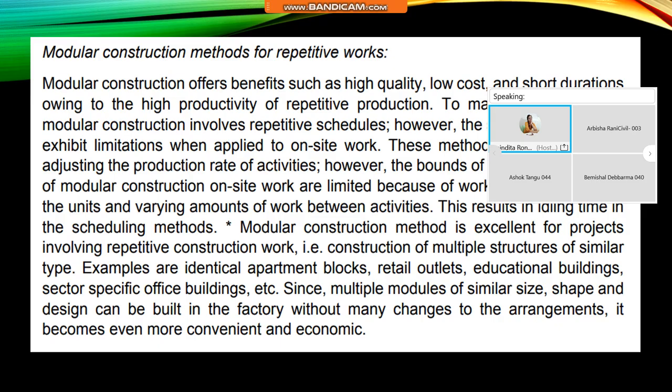So modular construction method is excellent for projects involving repetitive construction work, that is, construction of multiple structures of similar type. Examples are identical apartment blocks, retail outlets, educational buildings, sector-specific office buildings, etc. Since multiple modules of similar size, shape, and design can be built in the factory without many changes to the arrangements, it becomes even more convenient and economic.